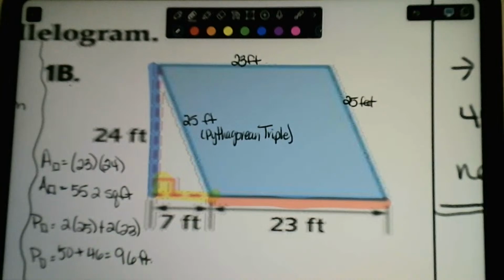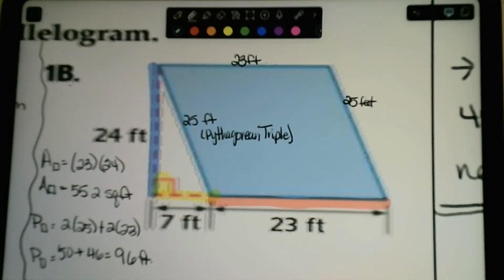Or you have another question. Ask the question. Do you know why I put Pythagorean triple? Is that your question then? Sure. So ask it. Why did I put Pythagorean triple?